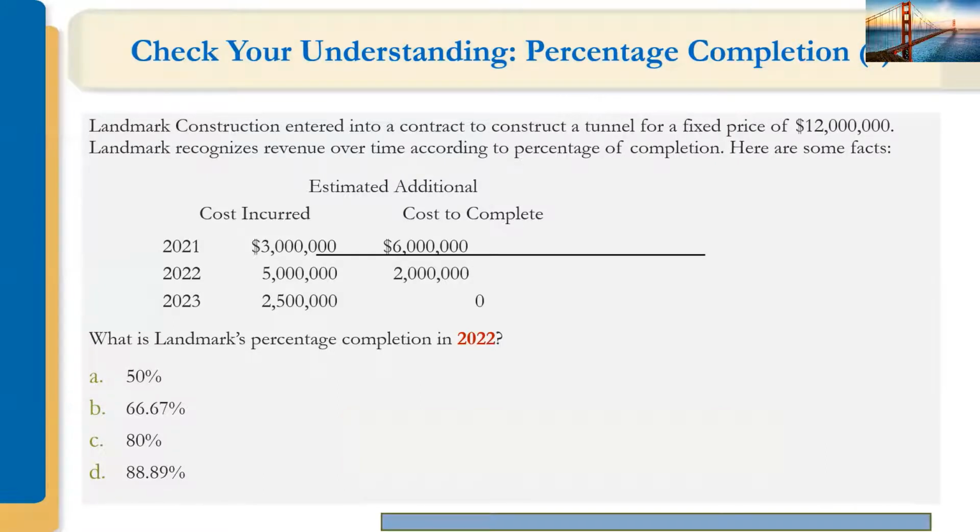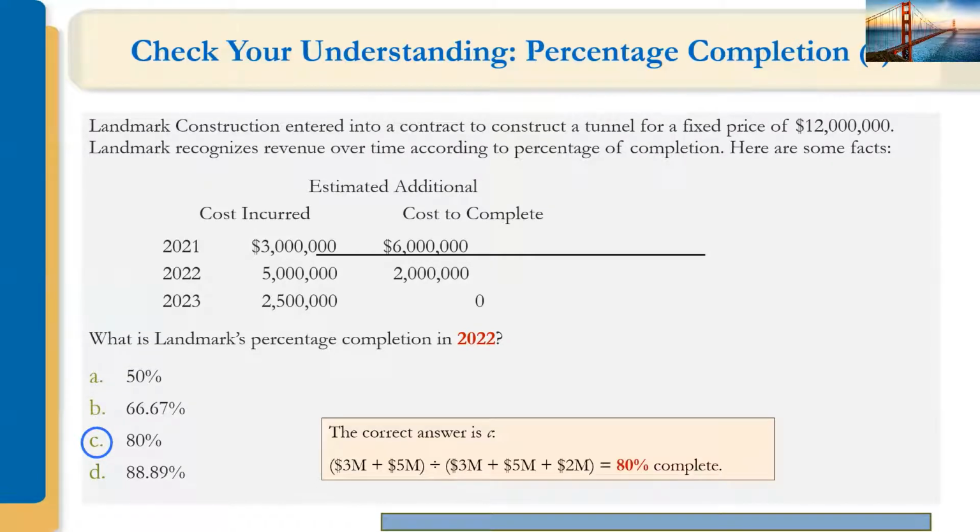Here's another check your understanding. Same information. What would be Landmark's percentage completion in 2022, given the facts that you see on the screen? And the correct answer is C, 80%. You should arrive at that percentage by adding the 3 plus the 5 million, which is the 8 million, divided by 3 million plus 5 plus 2, which will give you 80% complete.